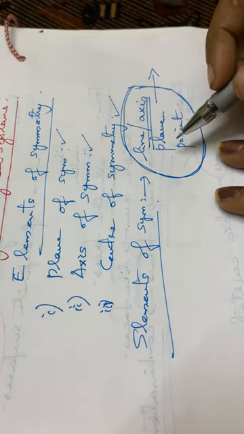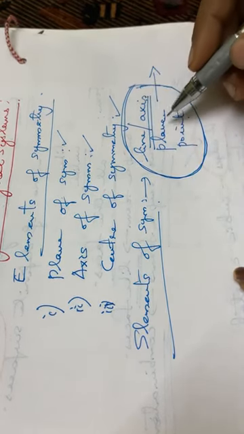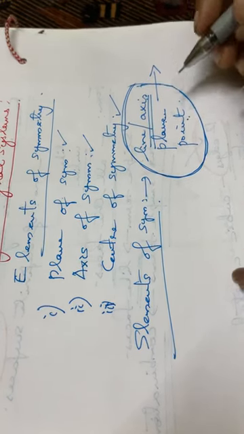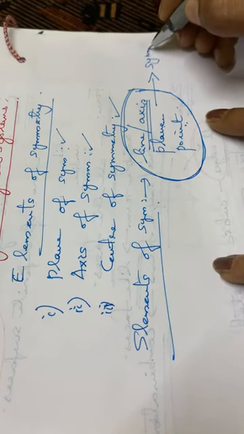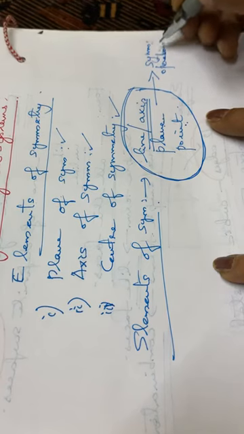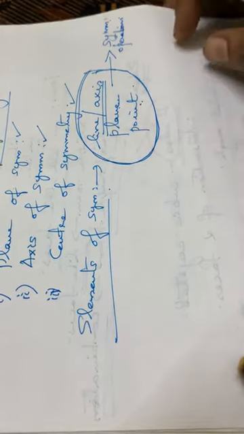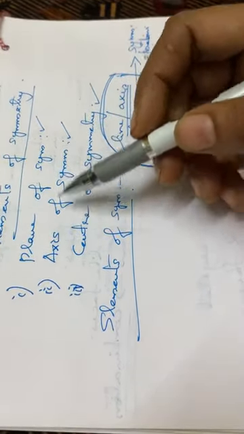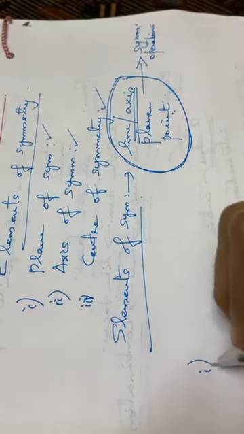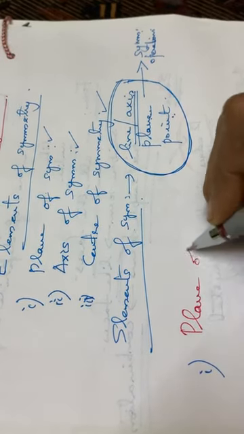So we can define the elements of symmetry as a geometrical entity, such as a line or an axis, or a plane, or a point, with respect to which we can carry out the symmetry operations. Then you have to go through each one of these 3: plane of symmetry, axis, and center of symmetry. So the first one is the plane of symmetry.